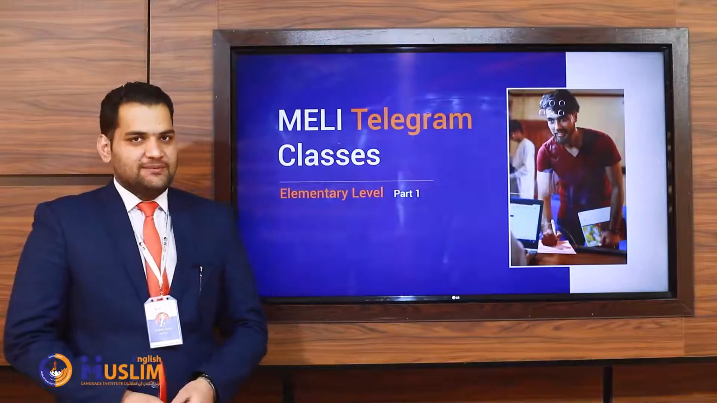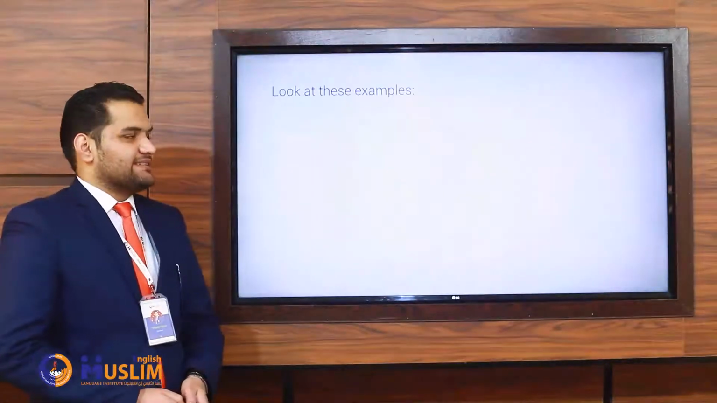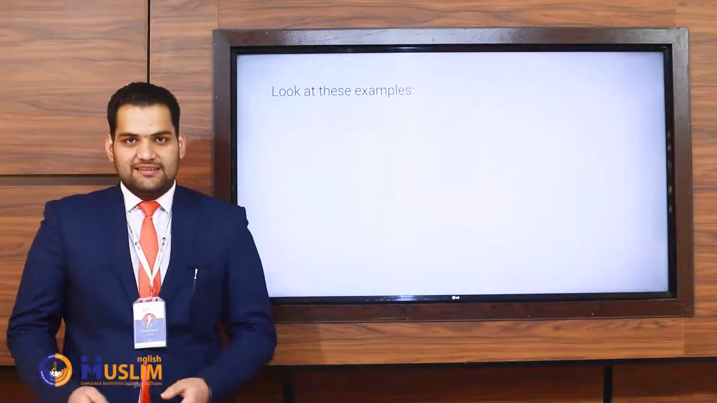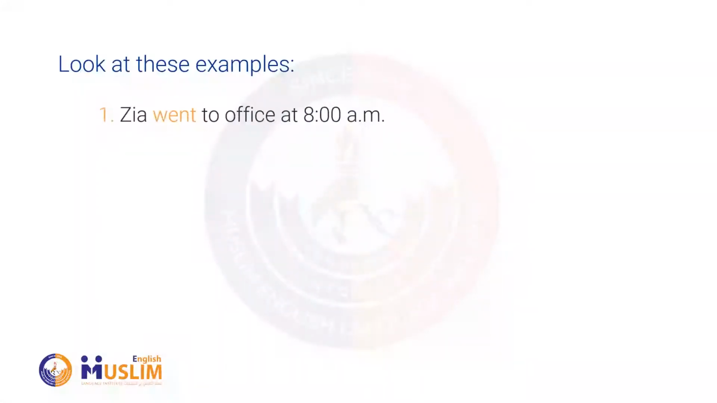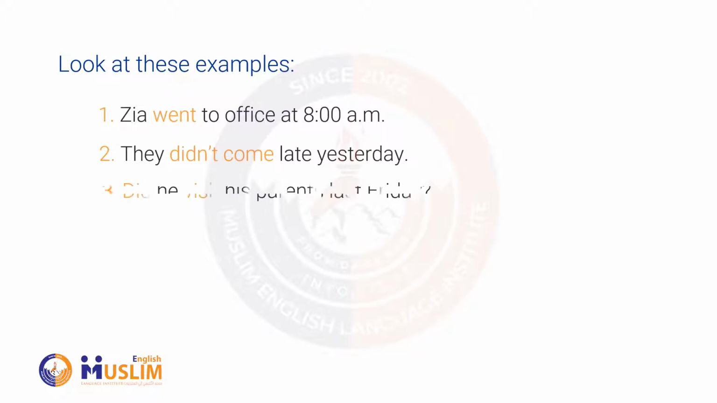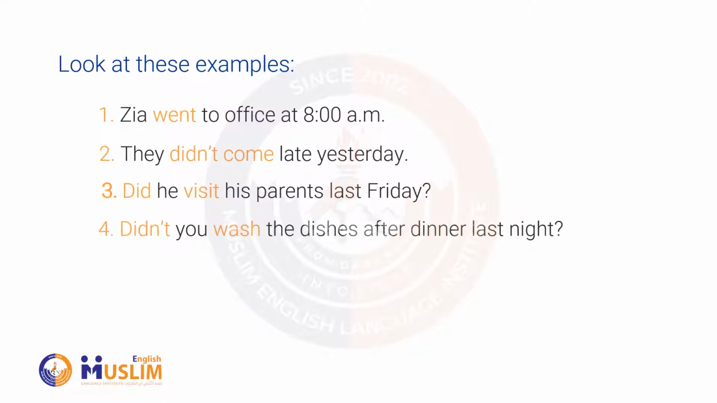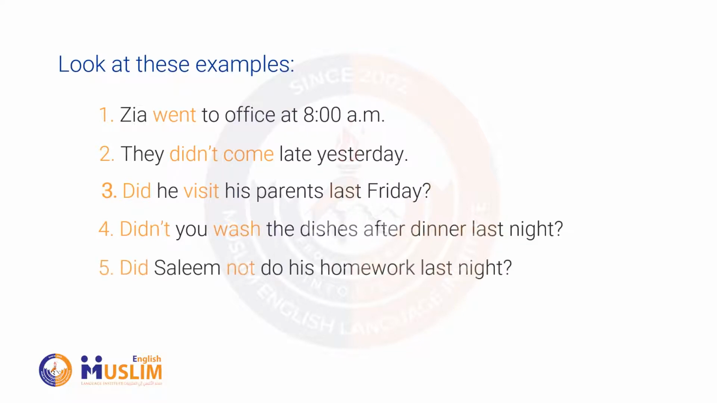Before I start the lesson, I want you to have a look at these examples and guess what today's lesson is about. Number 1, Ziya went to office at 8 a.m. 2, they didn't come late yesterday. 3, did he visit his parents last Friday? 4, didn't you wash the dishes after dinner last night? And 5, did Salim not do his homework last night?